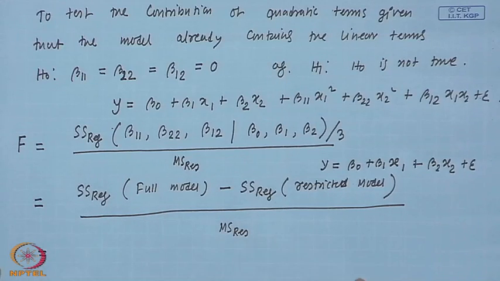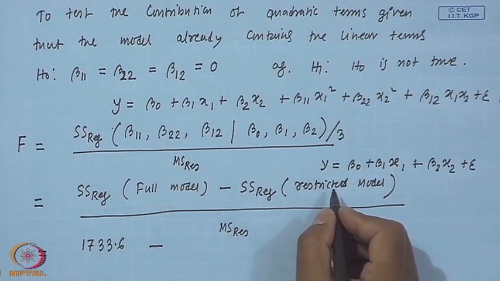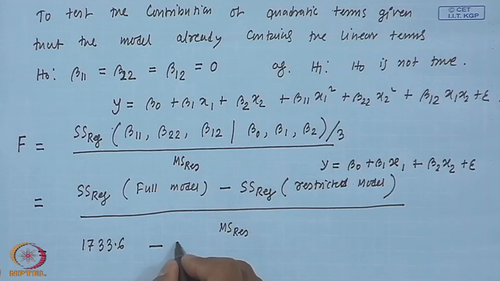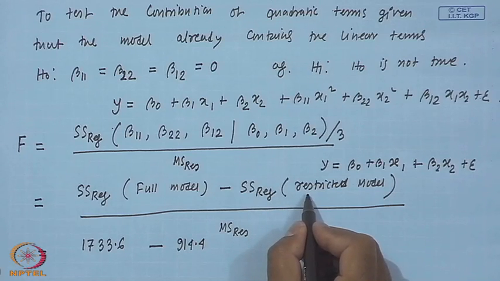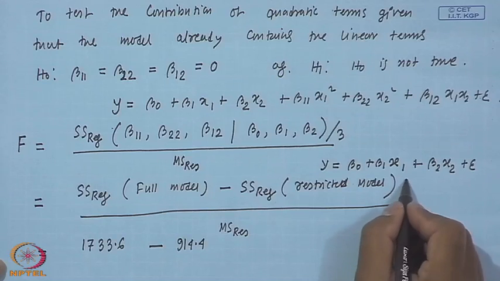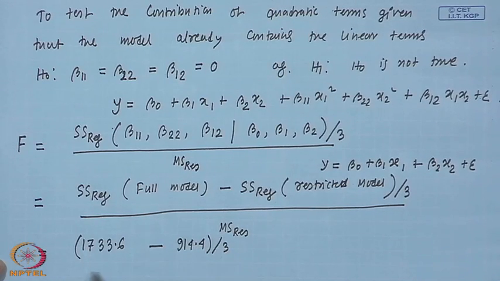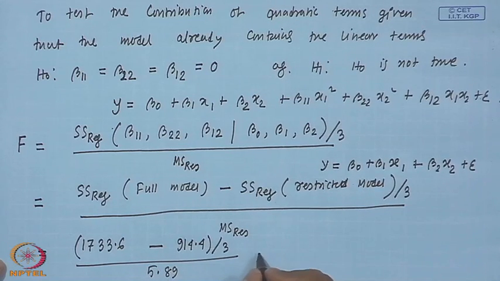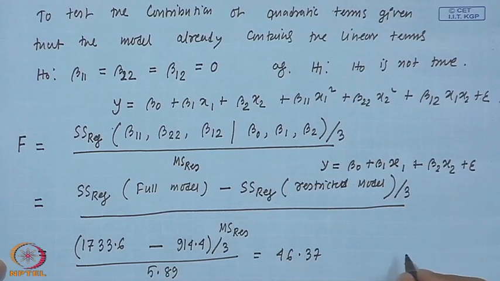Now, you can see we have both the things. We have SS regression for the full model from the ANOVA table, that is 1733.6, and for the restricted model we just computed 914.4. Now, this has degree of freedom 5 and this has degree of freedom 2. So, the difference is 3, that is why you have to divide it by 3. So, this by 3 by MS residual 5.89 is equal to 46.37. Now, you check the tabulated value, this F follows F distribution with degree of freedom 3, 6, at 0.05 level of significance.